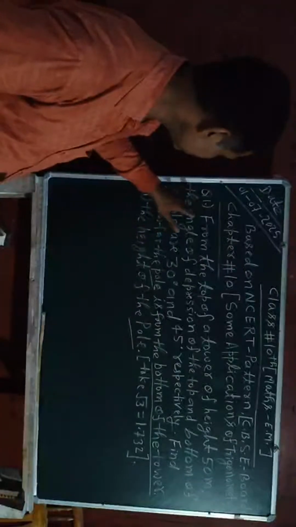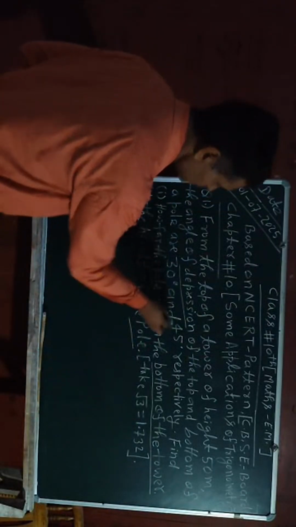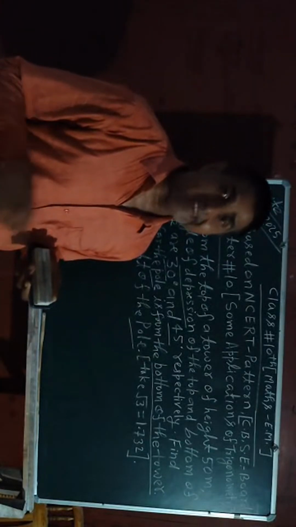First of all I am going to explain what information is available in the question. So you concentrate here. From the top of a tower of height 50 meters. Now one tower is available whose height is 50 meters. Now here it is the angle of depression. The angles of depression of the top and bottom of a pole are 30 degree and 45 degree. This is 30 degree and this is 45 degree. So here two objects are available, one is the tower and the other is the pole.